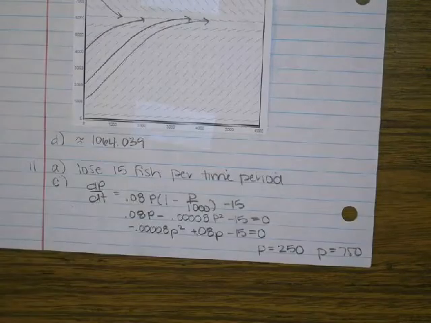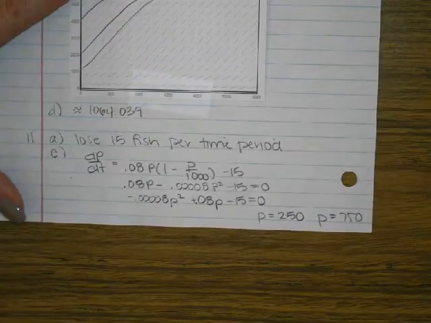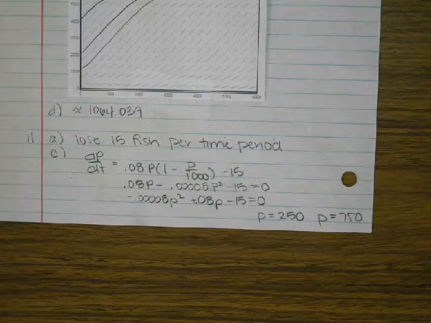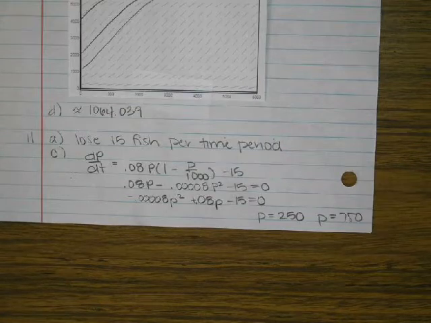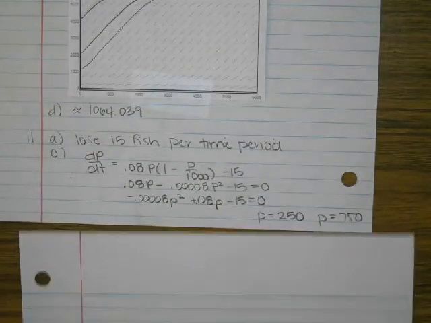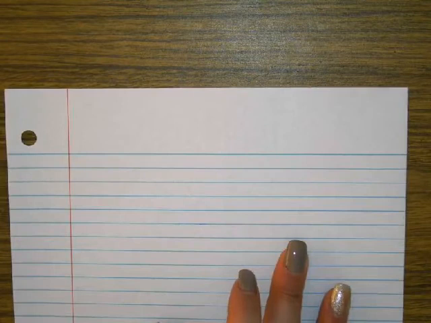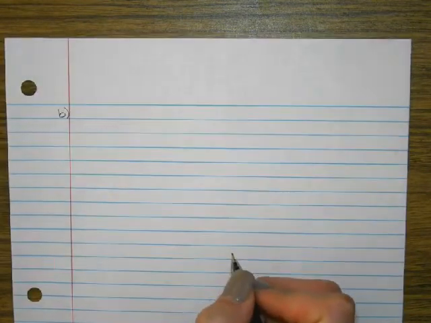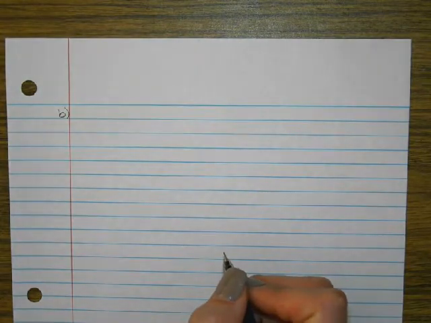Okay, so there's the math right there that I did. Using the quadratic formula, P is 250 and P is 750. How does that help us go back and do part B? Those equilibrium solutions are where it's flat. Those are where it's got a slope of 0, completely flat. It's 250 and 750, and it's not 0 because the 15 throws it off.